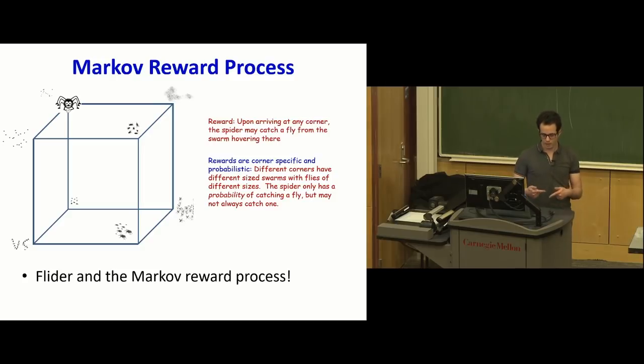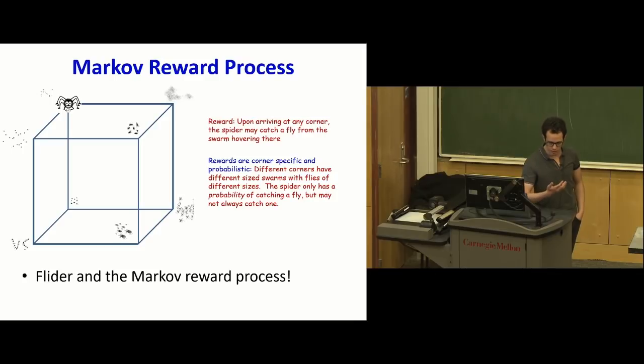Right, so now it's going to become a little bit harder to track. Here, the spider moves again randomly, but you've got flies at every corner, and the spider is trying to catch a fly, but because they are all of different sizes and some of them are harder to catch than others, you're not sure that you're going to catch one, but you're trying.